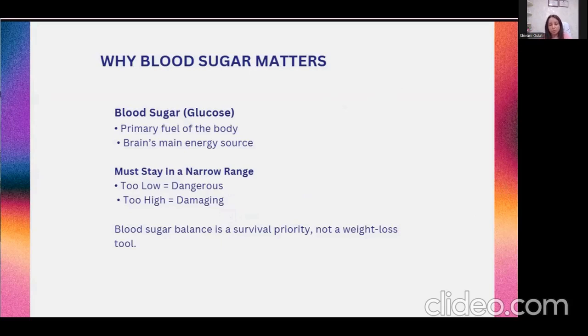So the body treats blood sugar like a survival parameter, similar to oxygen or body temperature. This is why blood sugar balance is not just about weight loss. For the body, it is a survival priority.